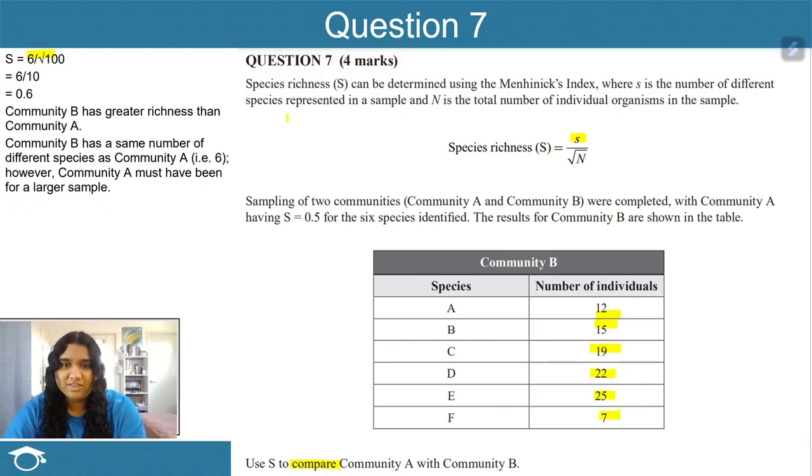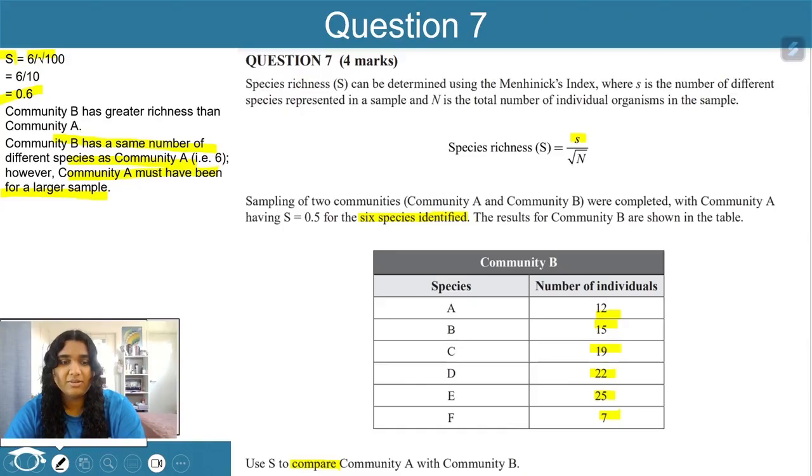Now, our first difference that we can say is the S value for community B is larger than the S value for community A. Community B has a greater species richness than community A. However, community A and community B have the same 6 species identified. So we need to find the significance behind why community B's S value is larger than community A's, even though they have the same number of species. Well, community B has the same number of species as community A. However, A must have the larger sample size.